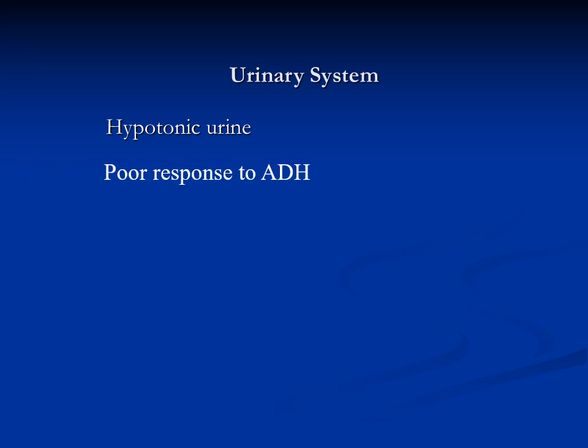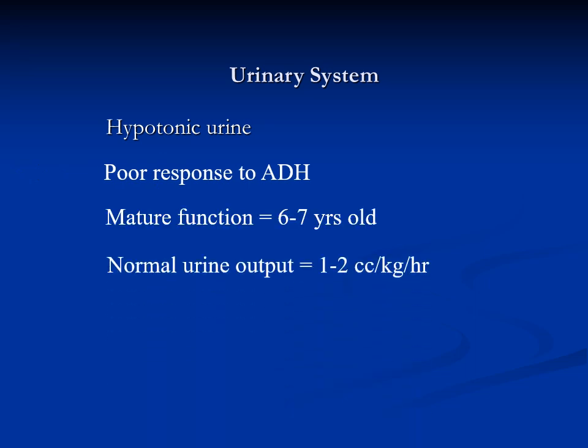The urine of neonates is hypotonic with poor response to antidiuretic hormone. Mature function is achieved at the age of 6 to 7 years old. The normal urine output is about 1 to 2 cc per kilo per hour.